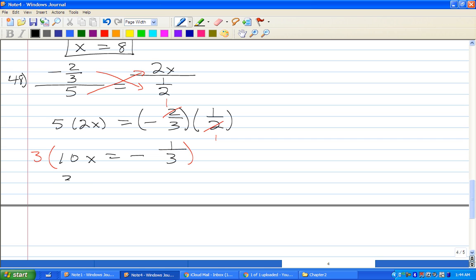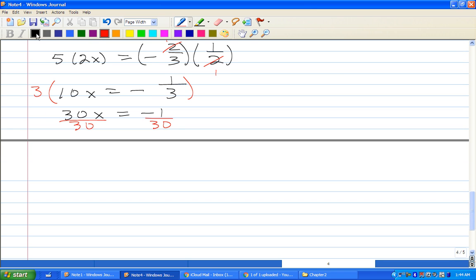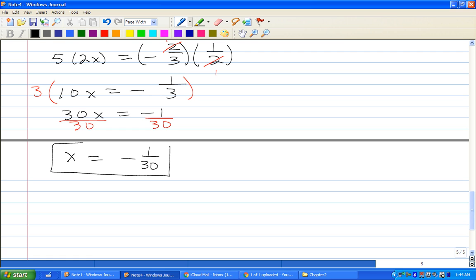3 times 10 is 30. X is equal to, the 3's cancel, negative 1. Let me divide both sides of my equation by 30. And so if I do that, I get that X is equal to a negative 1 over 30. And that is your answer. Let me do problem number 53.